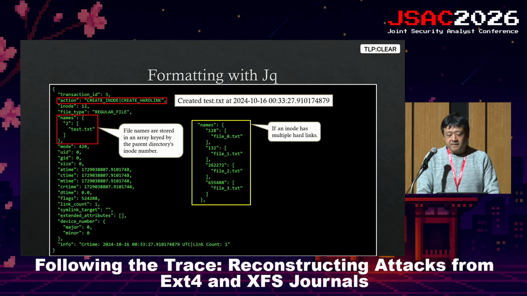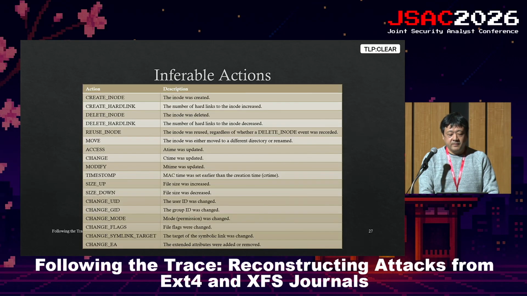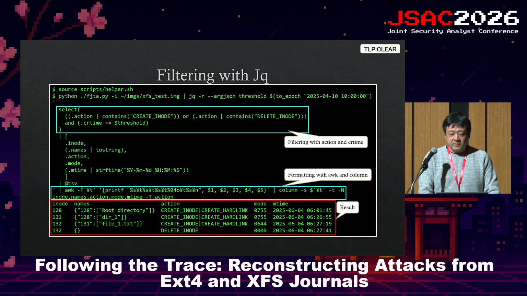Since Linux can use hard links, a single inode can have multiple file names. In that case, it's output like the yellow box in the center. The array is an object keyed by the parent directory's inode number, allowing us to know which file name was created in which directory. I'm going into somewhat of a detail. The actions recorded in the current version include these. The interests regarding inode information, I believe, are mostly covered.